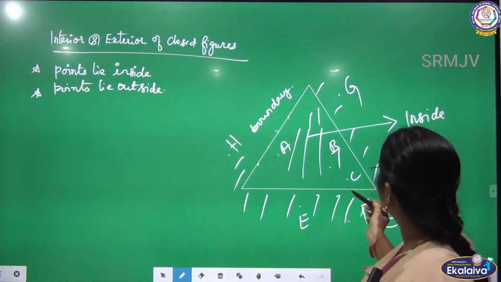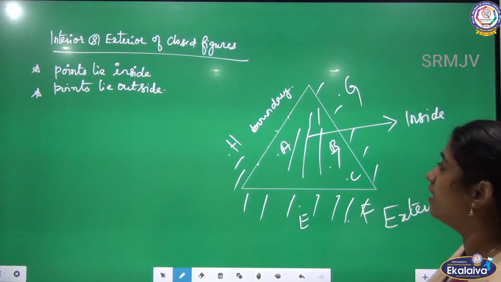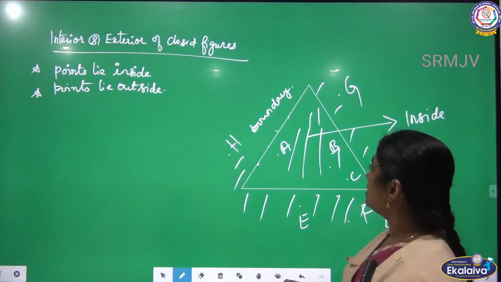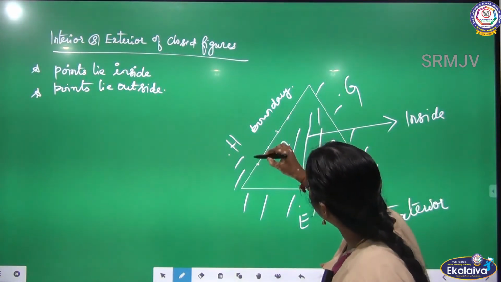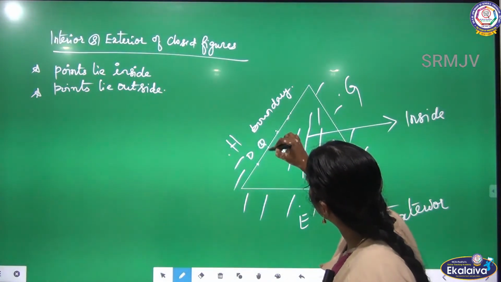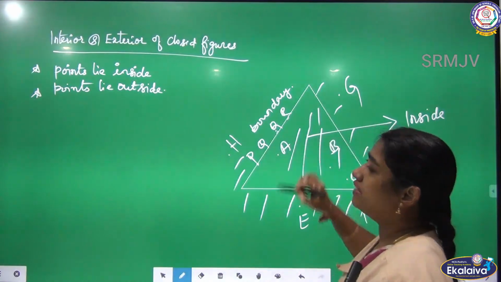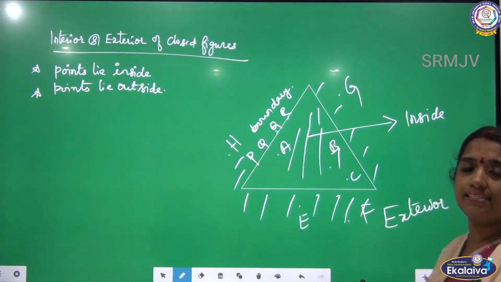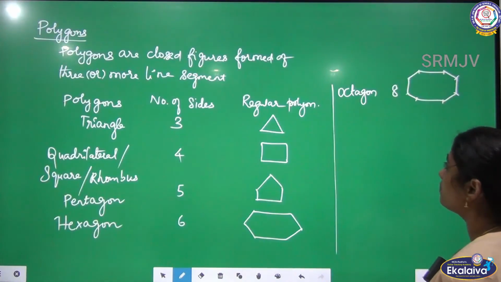If a dot is inside the figure, then it is the interior of the closed figure. If it is outside, that is exterior. Suppose it is lying on the boundary, for example P, Q. See, this is P, Q, R, S, they are on the boundary of the figure. Can you understand this? What is meant by interior, exterior, boundary? Okay. Shall we move on to the next one?